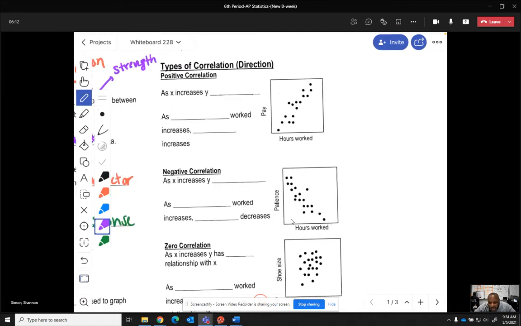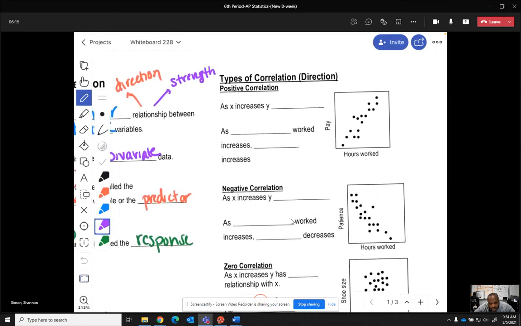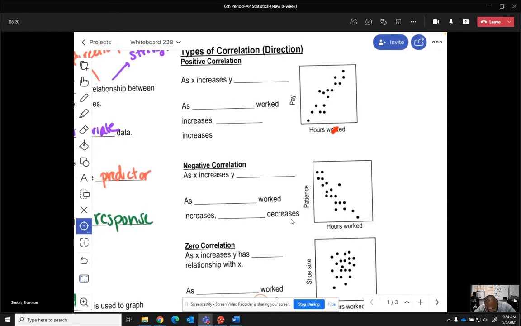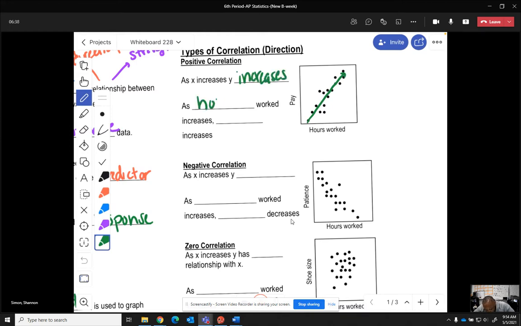Now, correlation is made up of two things, direction and strength. There are three directions that correlation can have, and here we have different graphs for those directions, along with variables. In a positive correlation, the trend of the data will go up, it'll rise. As x increases, y also increases. Here, as hours worked increases, your pay increases. So this is a positive correlation between the two variables. Basically, we want to see if we can find a positive slope of a line.